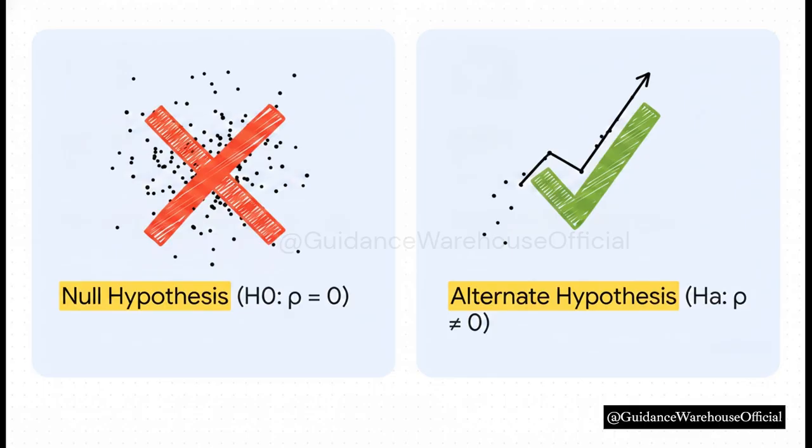Let's translate these math symbols into plain English. Our null hypothesis, H sub 0, is that rho equals 0. This basically assumes the true population correlation is exactly 0. Then, our alternate hypothesis, H sub a, is that rho does not equal 0.